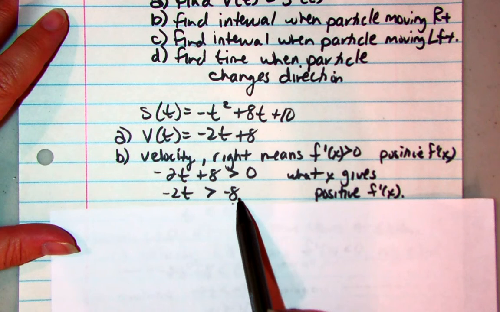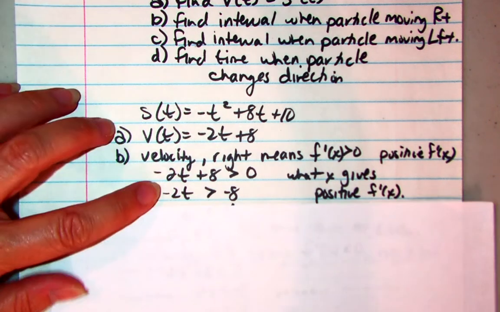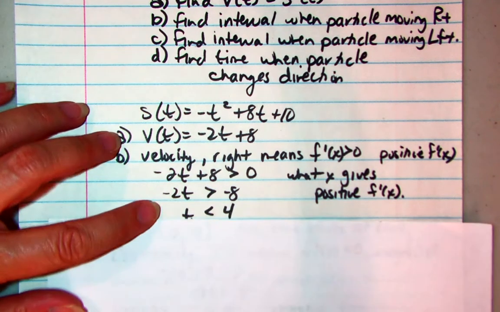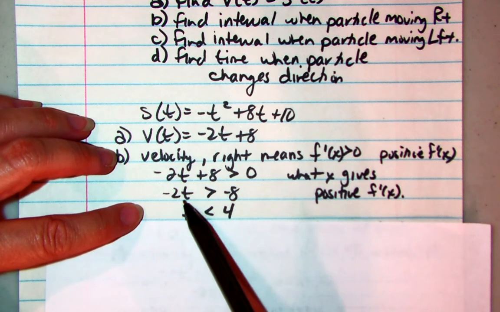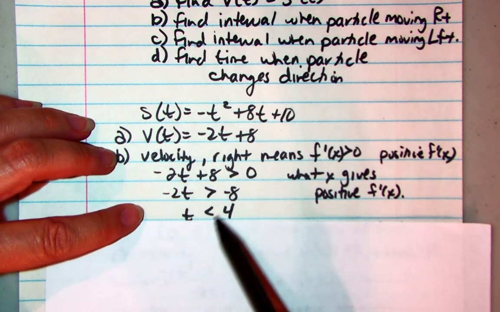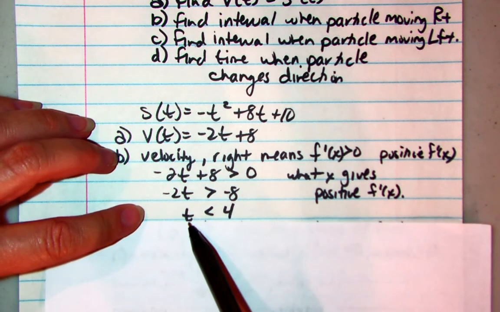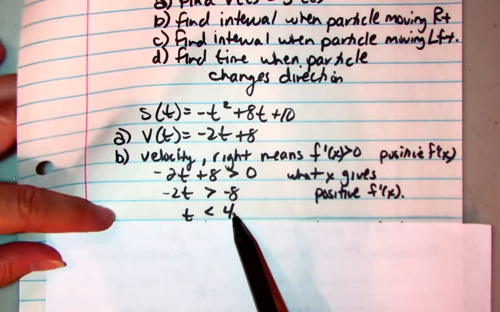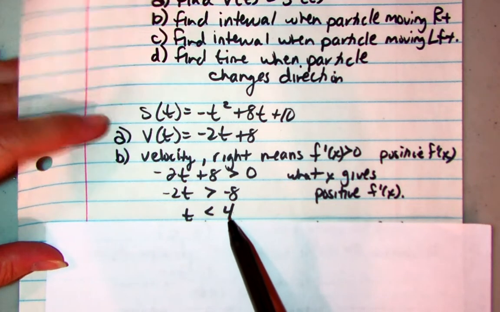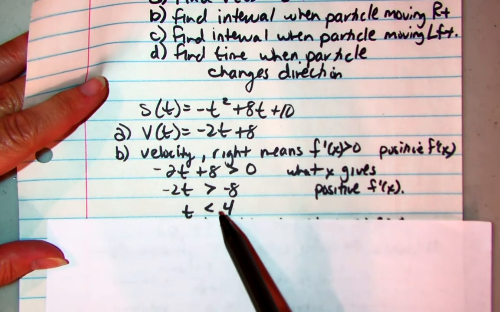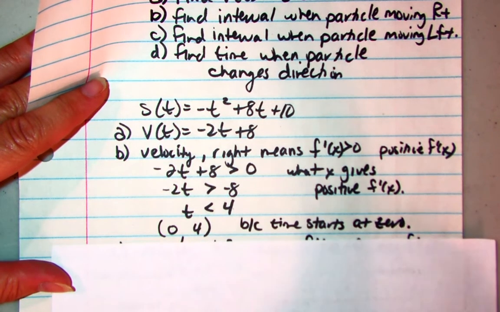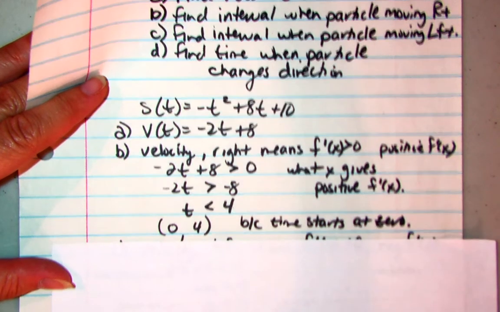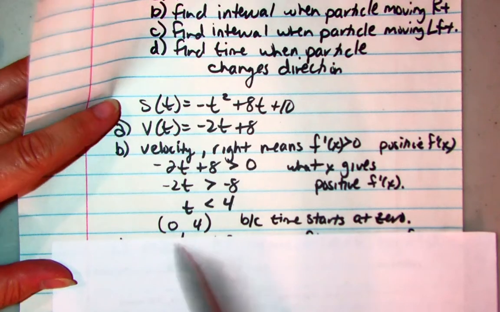So I'm going to subtract 8. I'm going to divide by -2, and please remember on an inequality, that means I have to change the sign when I multiply or divide both sides by a negative number. So that means when my time is less than 4, probably 4 seconds, my bug is moving to the right from 0 to 4. I can't include 0 because he has stopped.